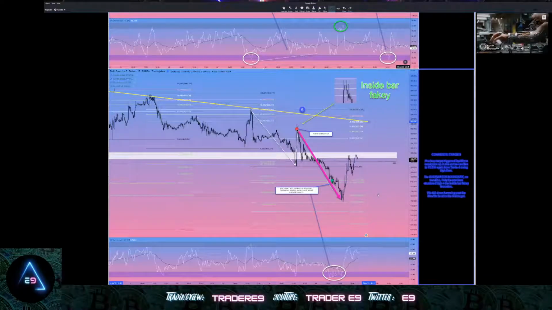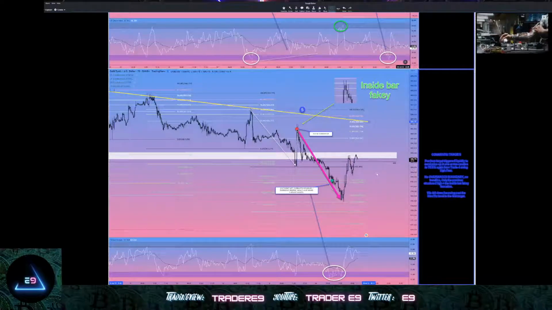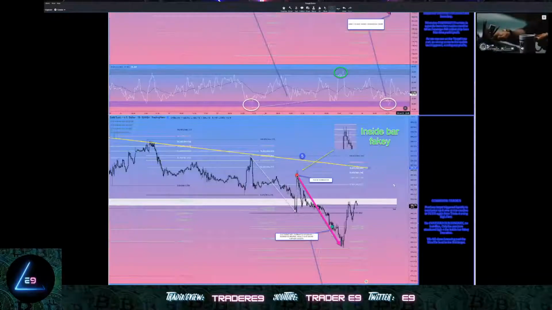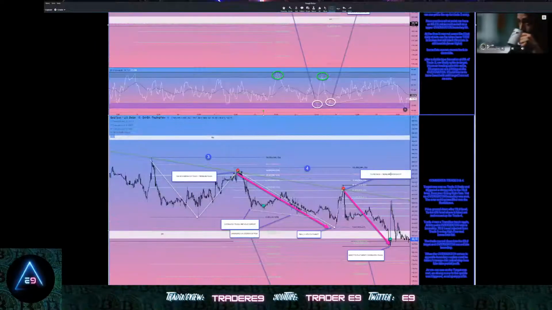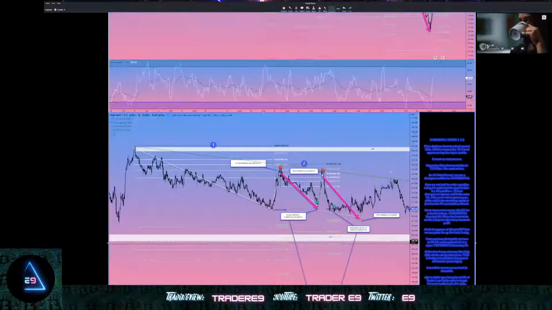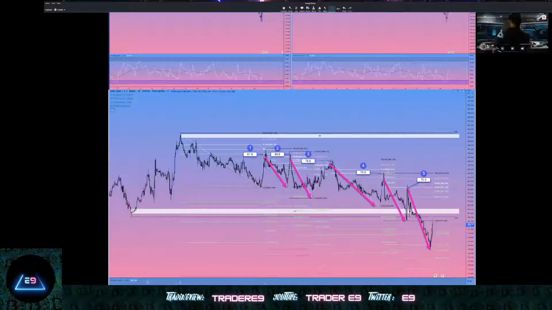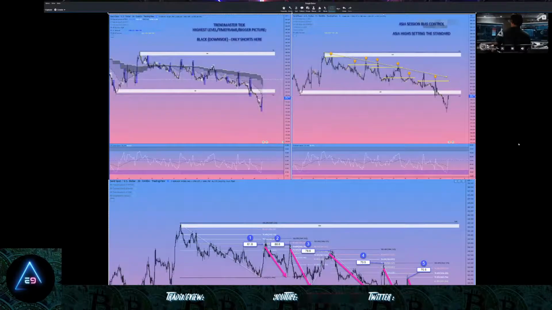So 5 very clear trades there, very powerful when you start to dissect all this, and that's pretty much it. So yeah, goodbye.